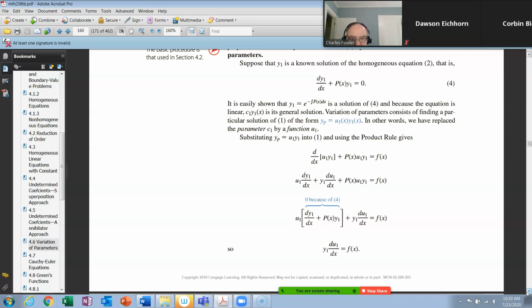Now, the things that we have done before, we're going to do something very similar here. Let's take all the terms with the u1 in it. That's this term and that term, and factor it out. So it's u1 times dy1/dx plus p of x y1. So that's that one. Plus, and then what you have left is y1 times du1/dx. And that's equal to f of x. Now, this right here, remember, that was our characteristic solution, that zero. So now you have an equation that looks like this.